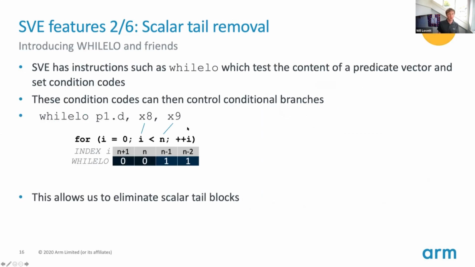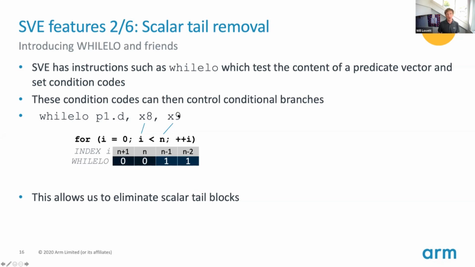Okay, next up, scalar tail removal. I've mentioned we have full predication. We can use that with instructions like this one, which is called while low. It's the job of while low to construct a predicate that represents the work remaining in a vectorized loop. In this example, think of x8 as being the induction variable in your C code, and x9 as your terminating condition.